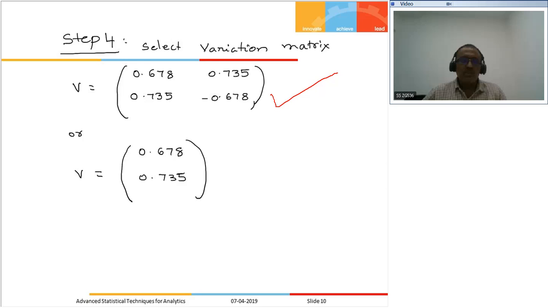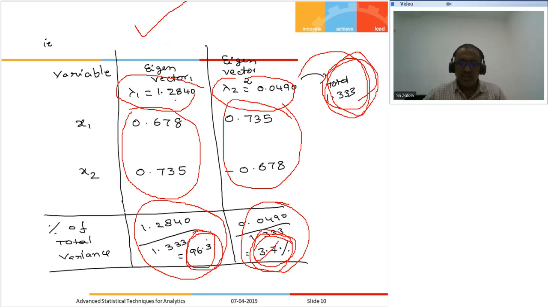Suppose I don't want to go with this second one, and I am okay with one dimension. That means we won't consider this eigenvector. Then my transformation matrix, or the variation matrix, consists of just this eigenvector.